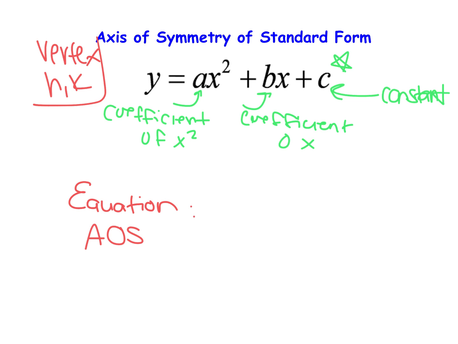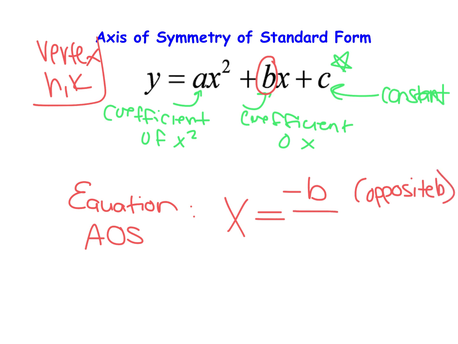And that equation is going to be x is equal to negative b. So we would take this b value here, and that's our opposite of b. That's what that negative really means. So opposite b divided by 2 times a. And we'll use that equation whenever we have standard forms. Notice a and b come right out of the equation. And we'll use that in order to calculate our axis of symmetry algebraically.